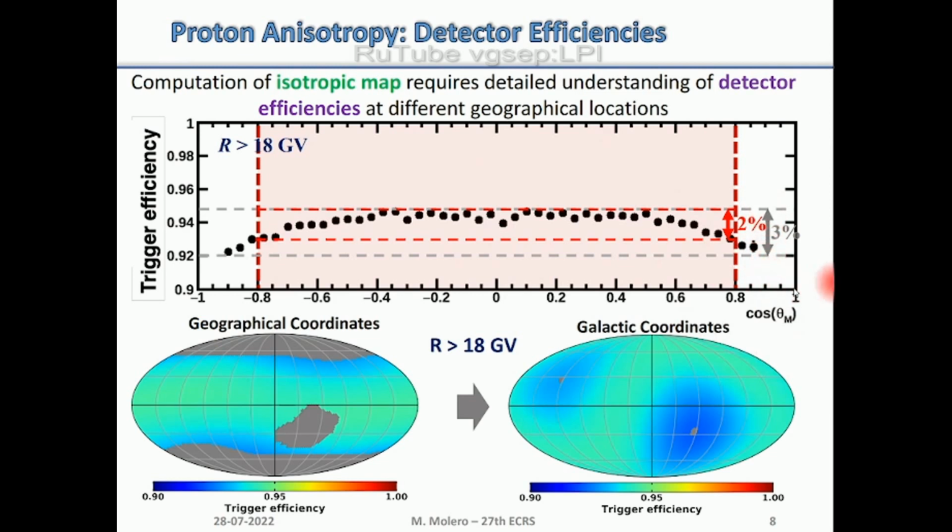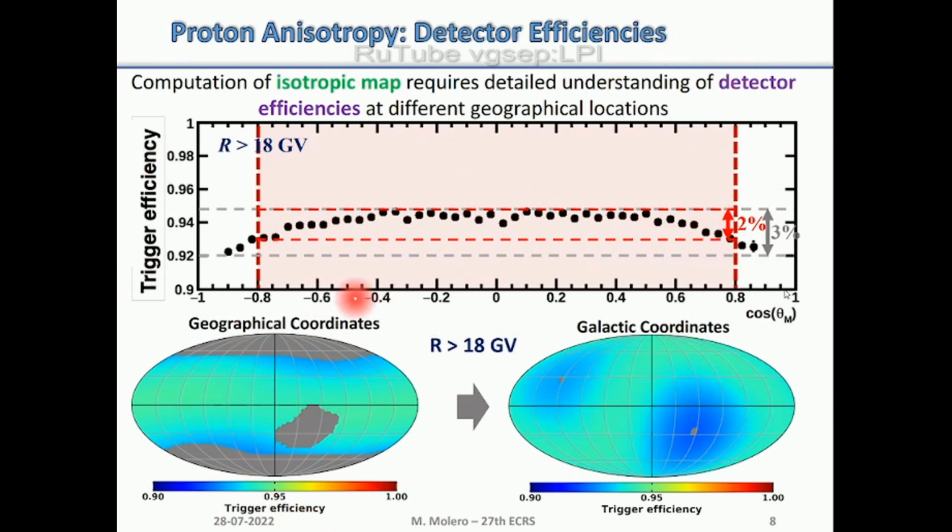And as you can see, at the highest latitudes there is a drop of about 3%, which in this particular case can be reduced by constraining our analysis to lower latitudes, from -0.8 to 0.8, and this effect is reduced. So we have our systematics under control. But this is just the 1D plot.